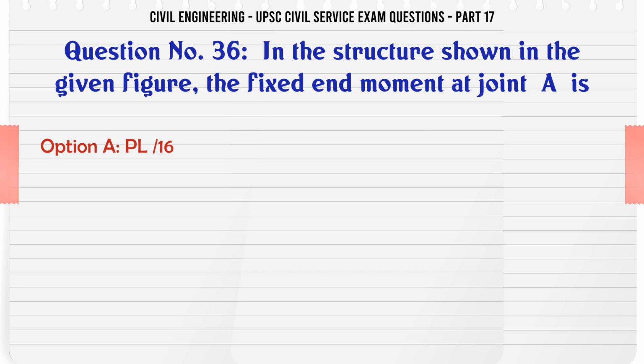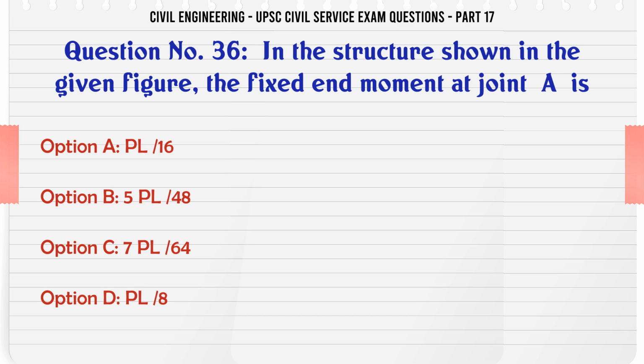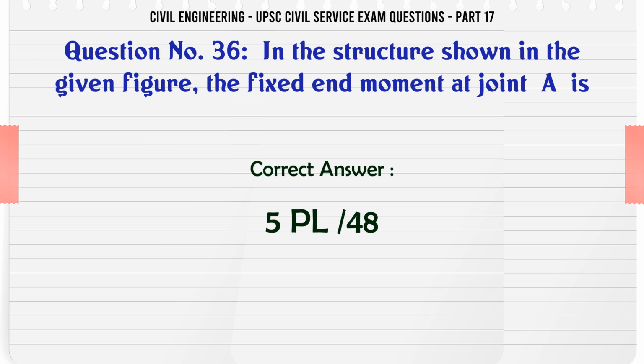In the structure shown in the given figure, the fixed end moment at joint A is: A. PL/16, B. 5PL/48, C. 7PL/64, D. PL/8. The correct answer is 5PL/48.